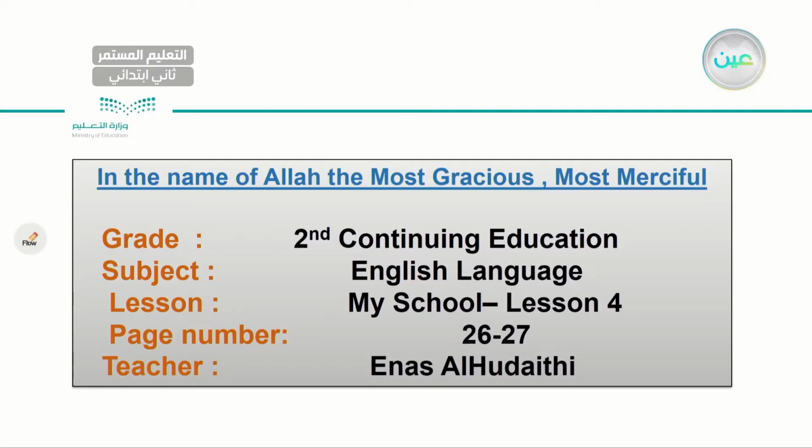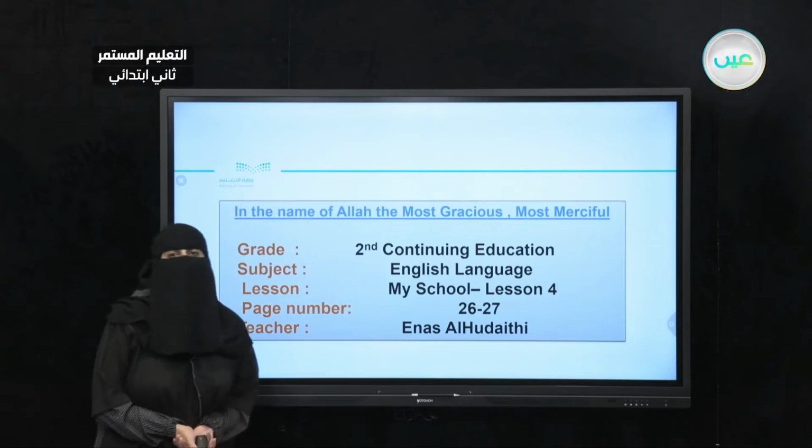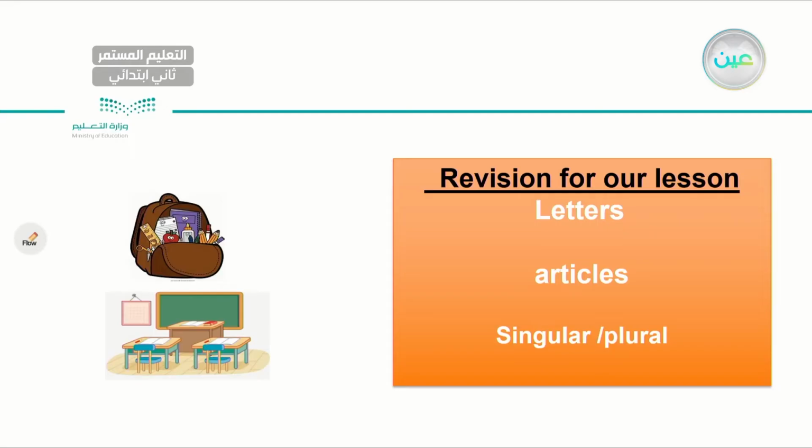So you will be having your book ready at page 26 and 27. We will be concluding our unit number 2. The name of the unit is called MySchool. This will be lesson number 4. You can find this lesson at page 26 and 27. So what you need is your books, a notebook and some pencils or pens to write whatever you think is important. So let's start. Bismillah.